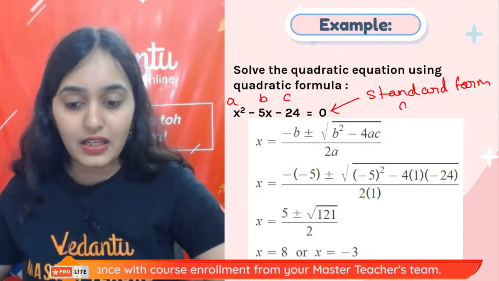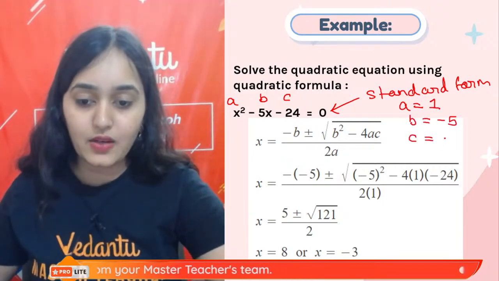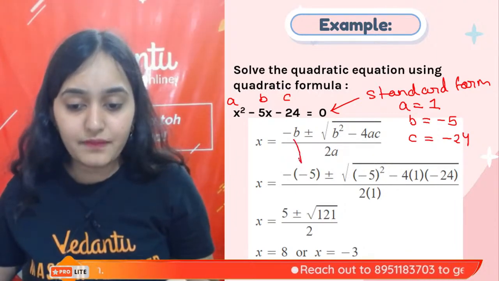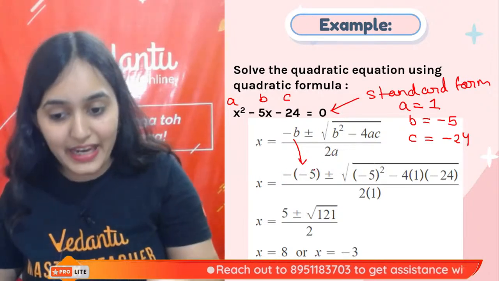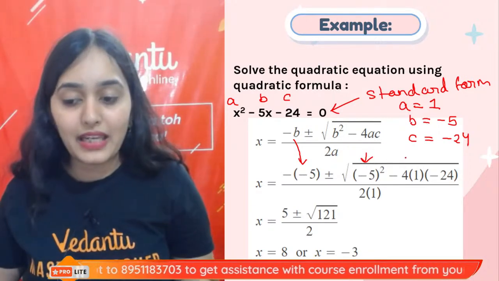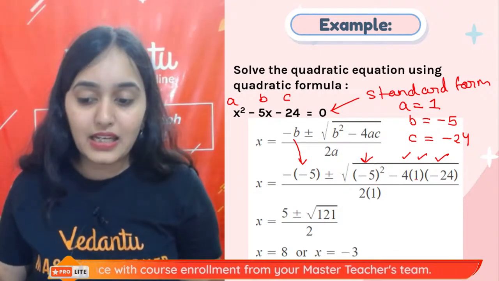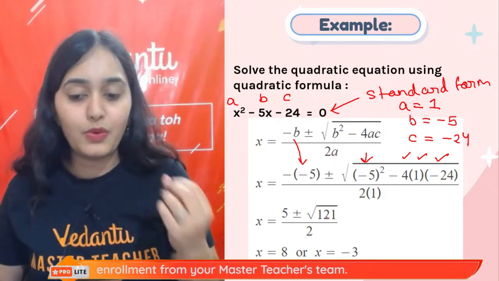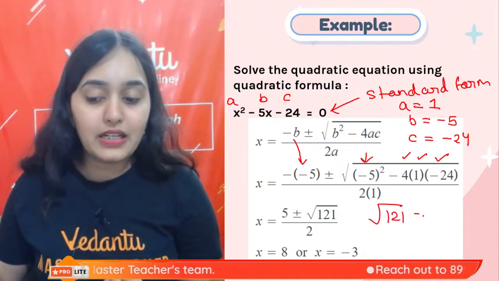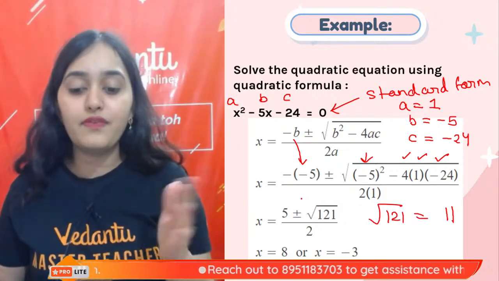So here in this situation, A is equal to 1, B is equal to minus 5, C is equal to minus 24, right? Put everything in the formula. Minus b, yani minus of minus 5, plus minus root over b square minus 4ac. And then when you further solve it, 25 minus 4 into 24 will be 121. So 5 plus minus 121, 2. What is the square root of 121? 11. So further we will solve it as 5 plus 11 upon 2, 5 minus 11 upon 2.